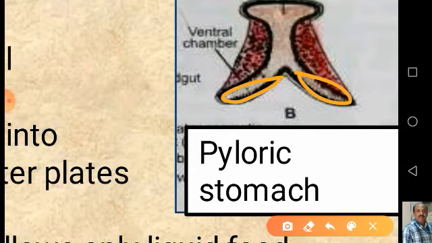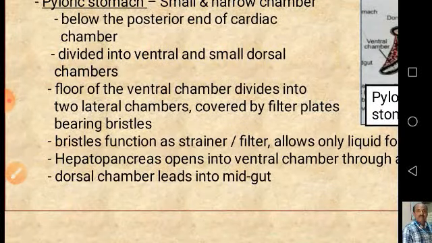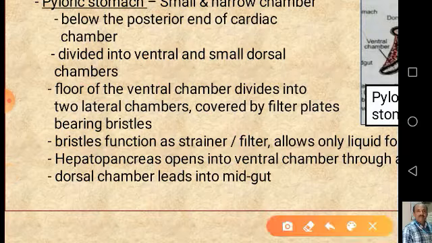With closely set bristles together with the filter plate, it forms an efficient strainer or filter, and this is called the pyloric filtering apparatus, which allows only liquid food to pass through it. The bristles found in this ventral chamber function as a strainer or filter, allowing only liquid food to pass through.